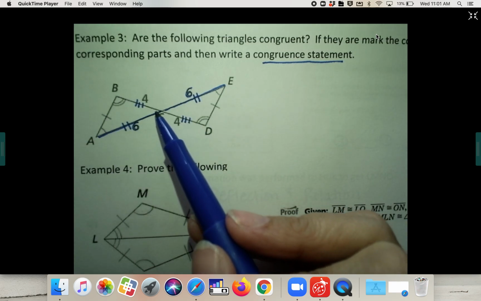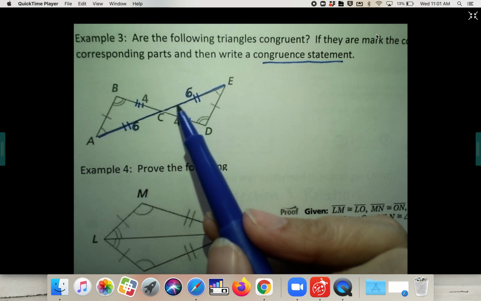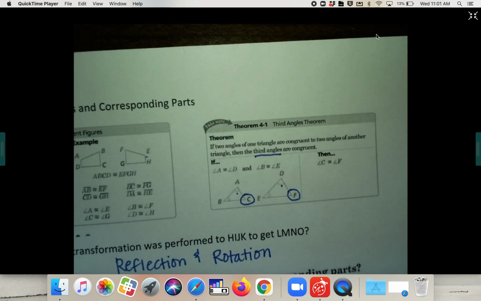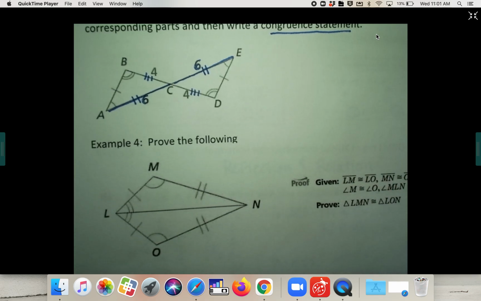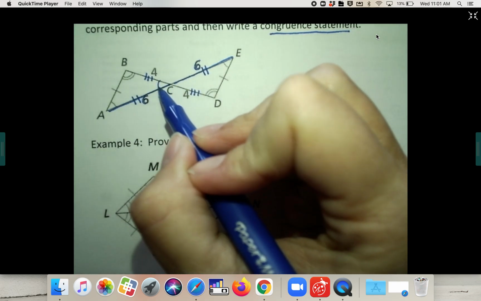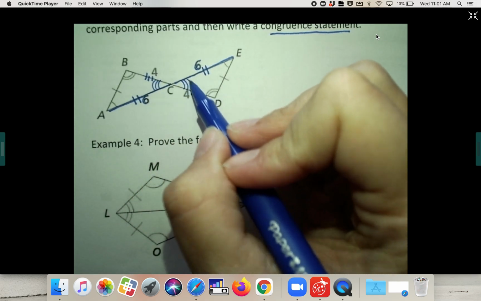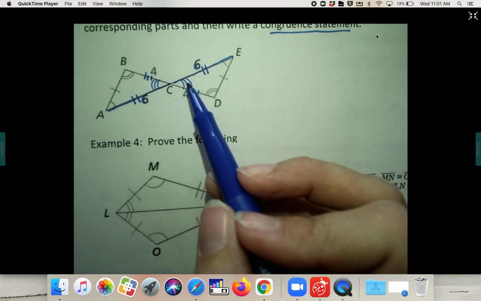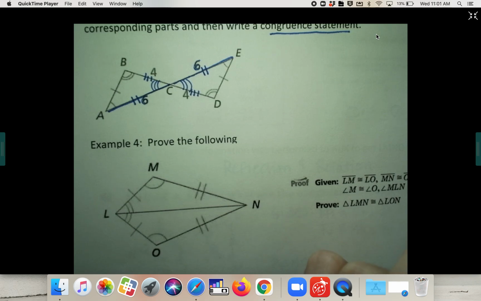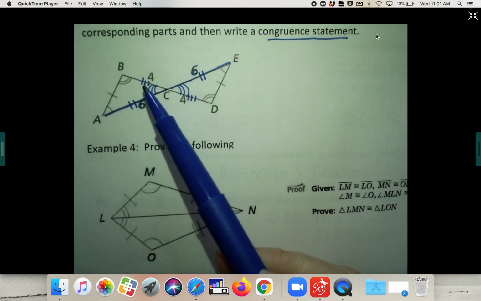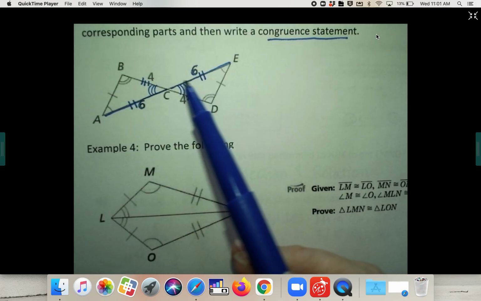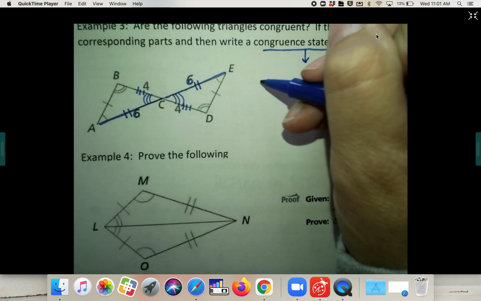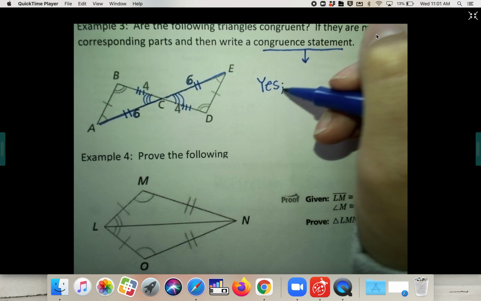So is there a way to show this third angle is congruent? You can know that either based on third angles theorem, or I hope you also remembered these two angles have a special name for each other, and they're called vertical. So these two angles are vertical, which means they are also congruent. So now that we have found that all three sides and all three angles are congruent to each other, we can write a congruent statement. Well, first of all, it's yes, these would be all congruent.